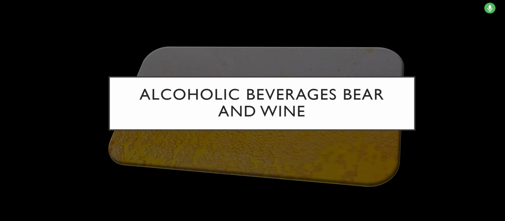Hello friends, now we are going to see about alcoholic beverages, beer and wine. Objectives: alcoholic beverages, beer and wine. Introduction: fermentation process, yeast used in alcohol production. Beer definition: raw materials of beer. Beer manufacturing process, types and alcohol content of beer. Wine definition: raw materials of wine. Wine manufacturing process, types and alcohol content of wine. Difference and conclusion.